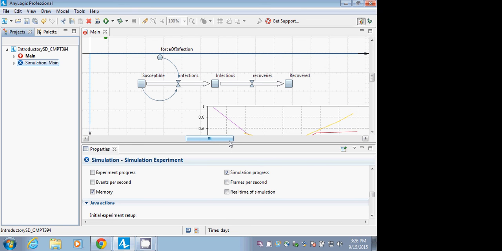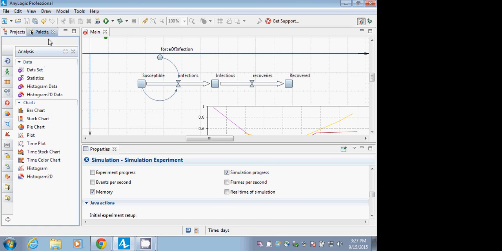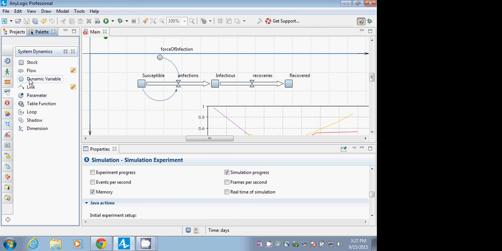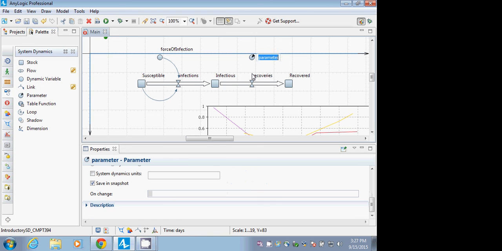What I'd like to do now, ladies and gentlemen, is to put in place a mechanism which will put into place a similar structure for recoveries. So I'm going to phrase this in a different way to help teach you an additional principle. I'd like you to go back to the system dynamics palette, and drag in what's called a parameter. And I'd like to call it recovery time.